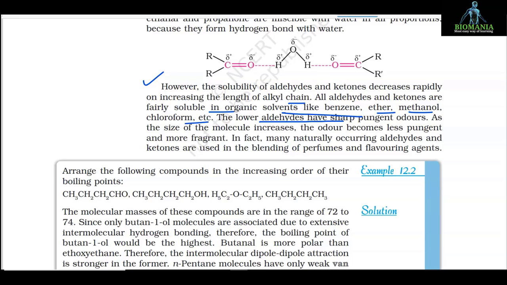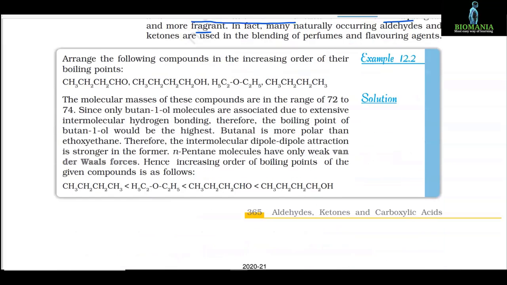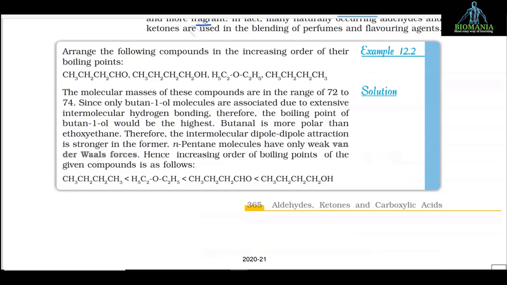The lower aldehydes have sharp pungent odor. As the size of the molecule increases, the odor becomes less pungent and more fragrant. In fact, many naturally occurring aldehydes and ketones are used in the blending of perfumes and flavoring agents. Here is an example you can see.